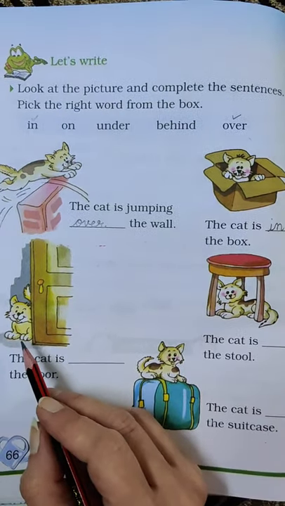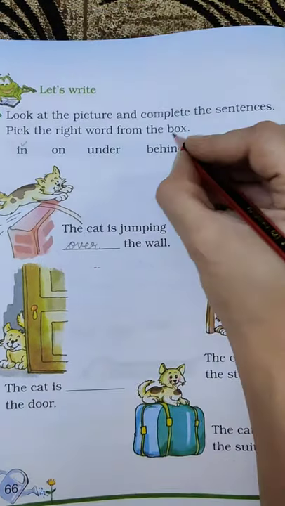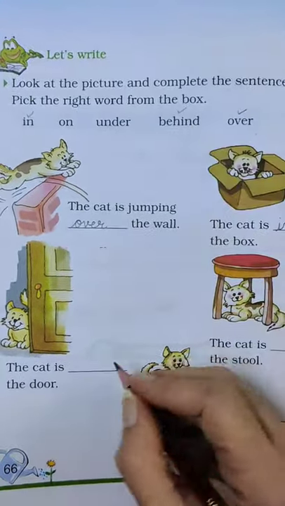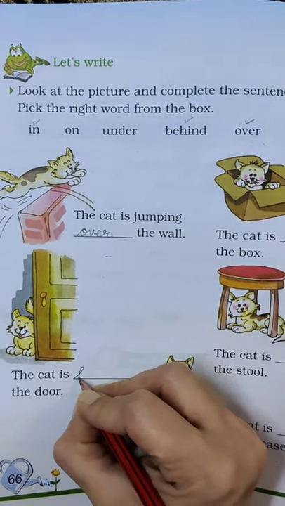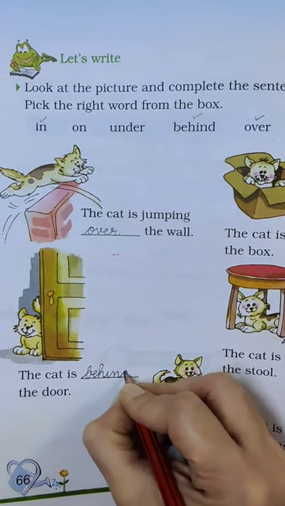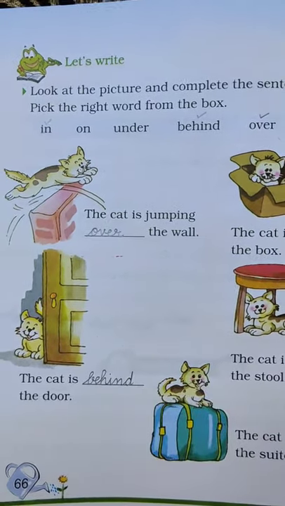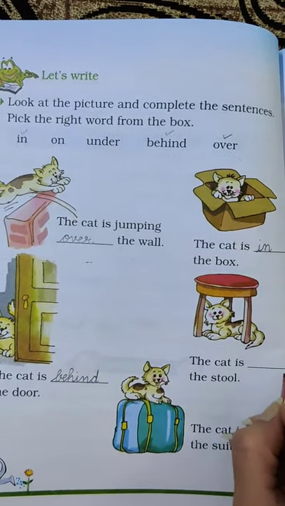Next, the cat is dash the door. Here, where is cat? The position of the cat is behind the door. The cat is sitting behind the door. So we will put a tick over behind and we will write here behind the door.